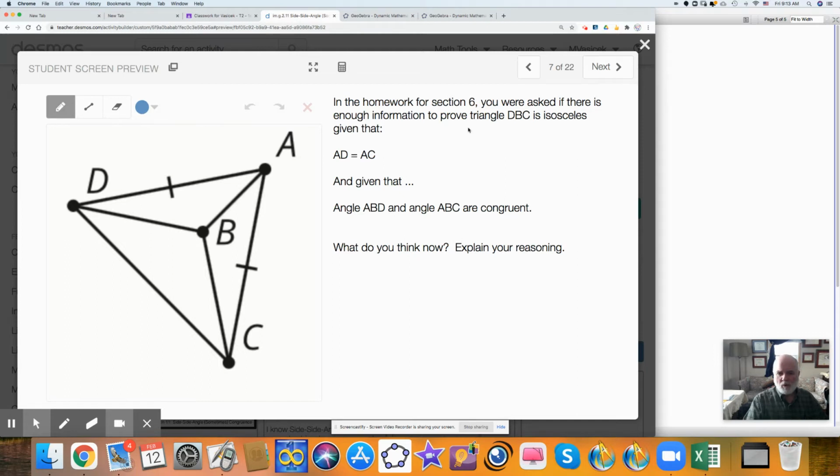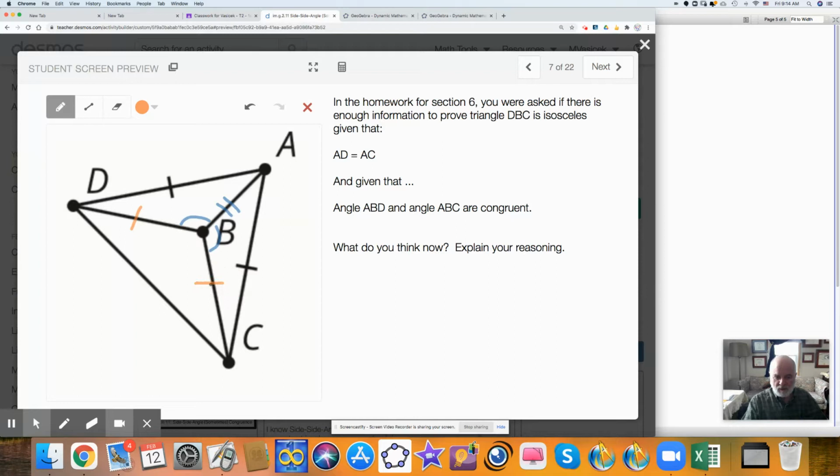This was a homework question from section 6. And in it, we said, well, we know that this segment here is congruent to itself by the reflexive property. And we end up with side-side-angle because we're told that this angle is congruent to this. And the question was, is this enough information to guarantee that triangle DBC is isosceles? In other words, if these two triangles are congruent by some shortcut, by CPCTC, you could show that these remaining sides here, this one and this one, are congruent.